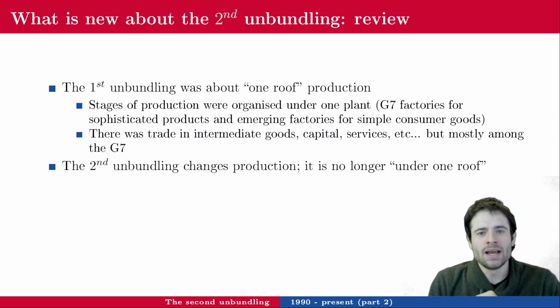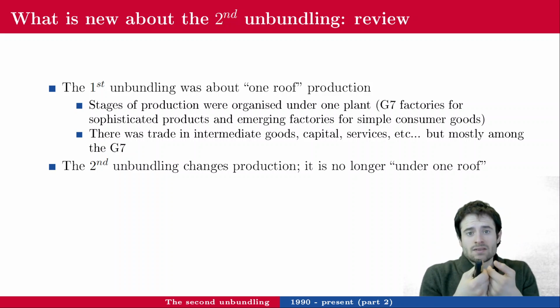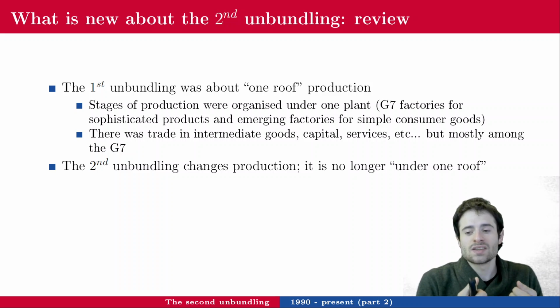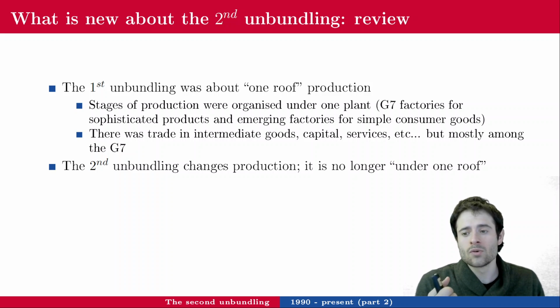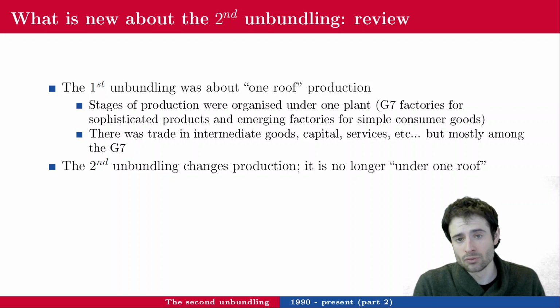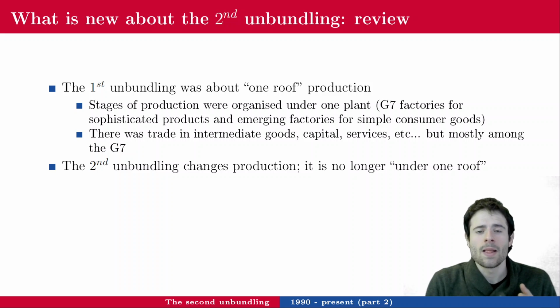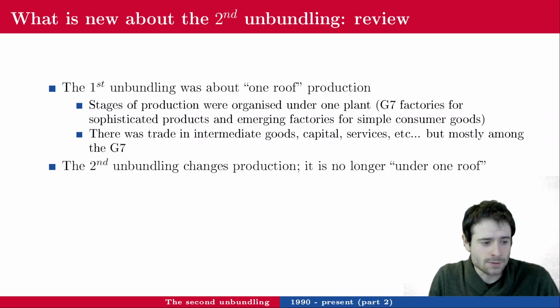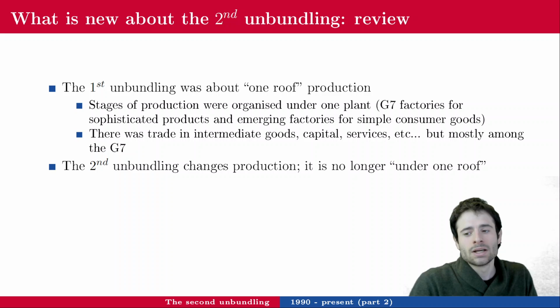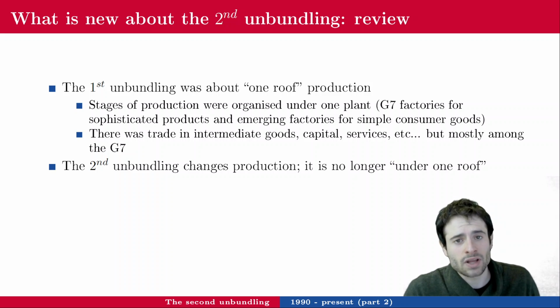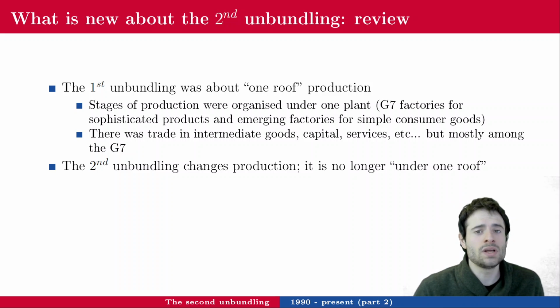The second unbundling is about disconnecting just production. It disconnects different stages of production. So it's not about one roof anymore. It's about multiple roofs, as we've seen with the production of iPhones, for instance. But this is the case for many other goods. Even something like the production of shoes takes place in different countries. Insoles are made in one country, outsoles in another country, laces in another country or another firm, and then everything's assembled in another factory.